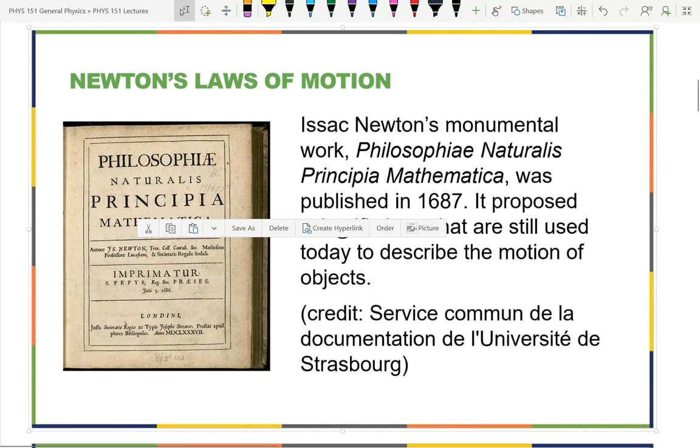Now we're going to start talking more about forces. Forces, I said last class period, anything that pushes or pulls. Isaac Newton is really important in the discussion of forces. He came up with some laws that help us relate forces.